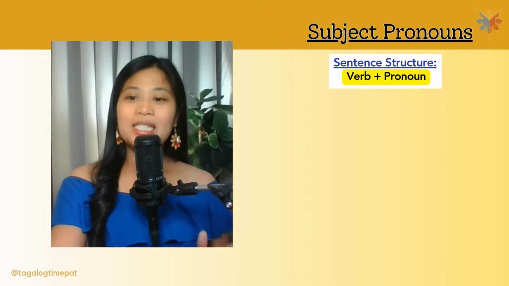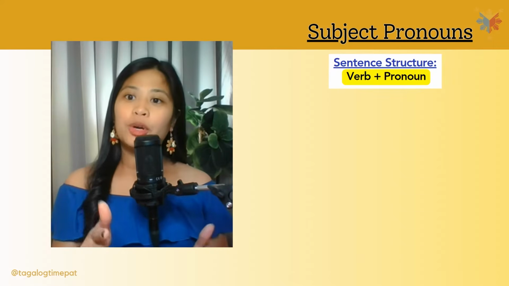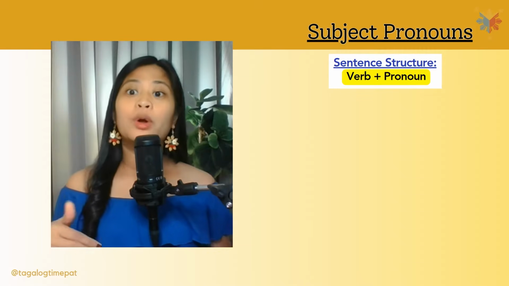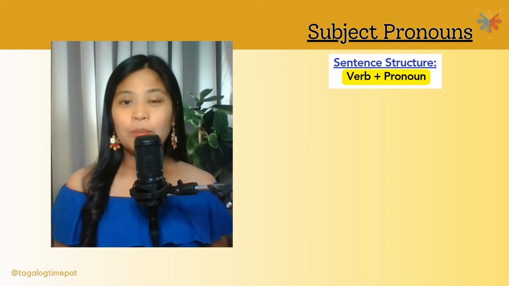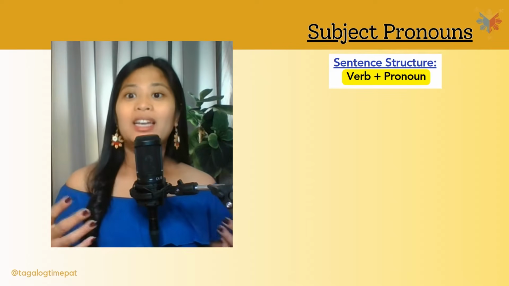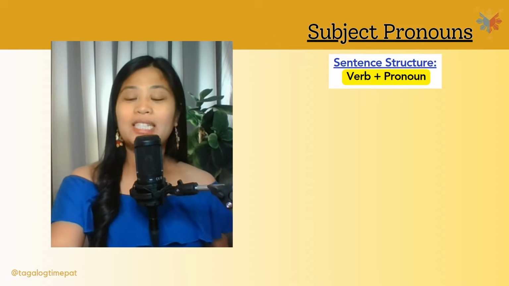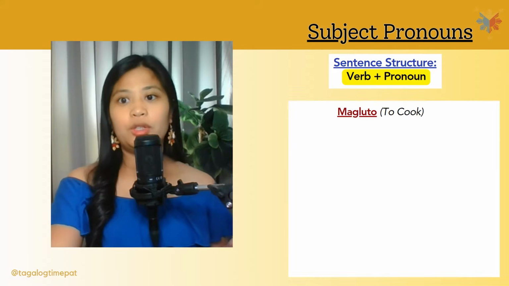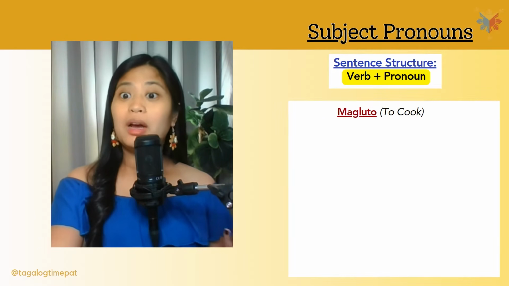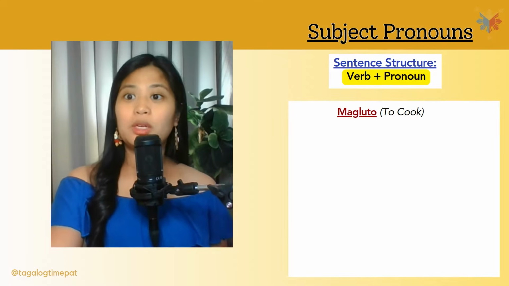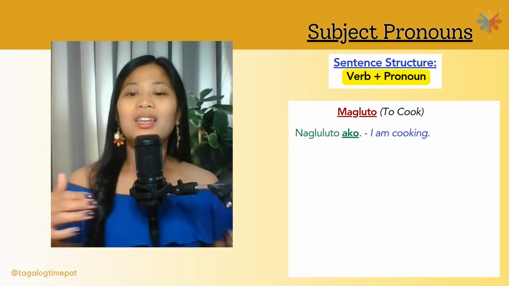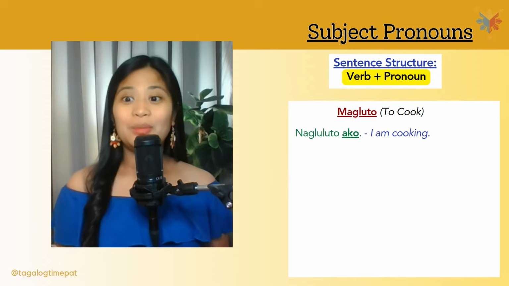So the simplest sentence structure in Tagalog is verb plus pronoun. It's the opposite of English where the pronoun goes first. I am running. I am eating. So there the pronoun I goes first. But in Tagalog, it's the opposite. The verb goes first. So for example, let's take a look at the verb to cook, which is magluto. Using the subject pronouns we just learned, here are some simple sentences. Nagluluto ako. I am cooking.